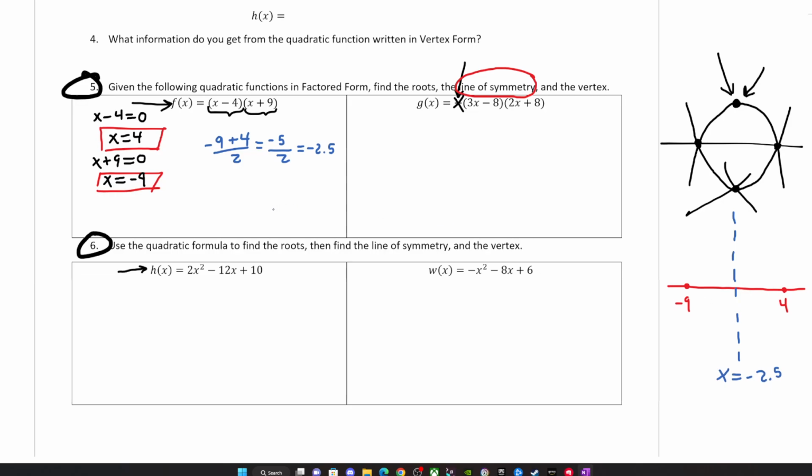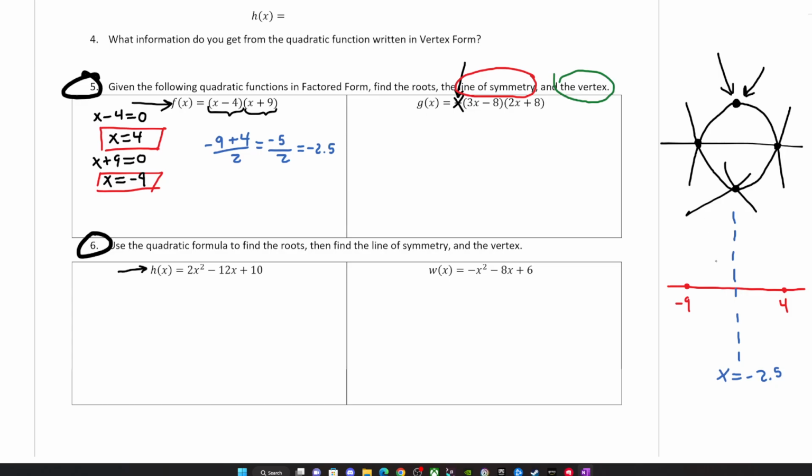Alright, that is that. I found my line of symmetry. But now I also need to find the vertex. To find the vertex, I think that's maybe the trickiest one. Finding the line of symmetry is just in the middle. Now finding the vertex, here's the one thing you need to know.